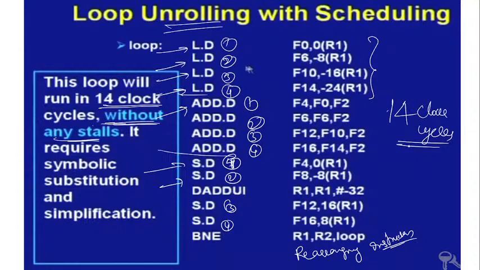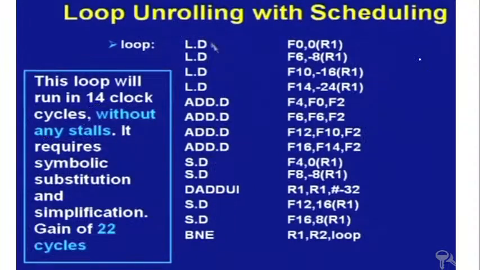तो पहला कितना ले रहा था, वो with stall 27 cycles. So this is reduced in one iteration. Earlier it was taking 27 clock cycles, now it is 14 clock cycles. So the loop will run in 14 clock cycles without any stall. So it requires the symbolic substitution and simplification, a gain of 22 clock cycles.